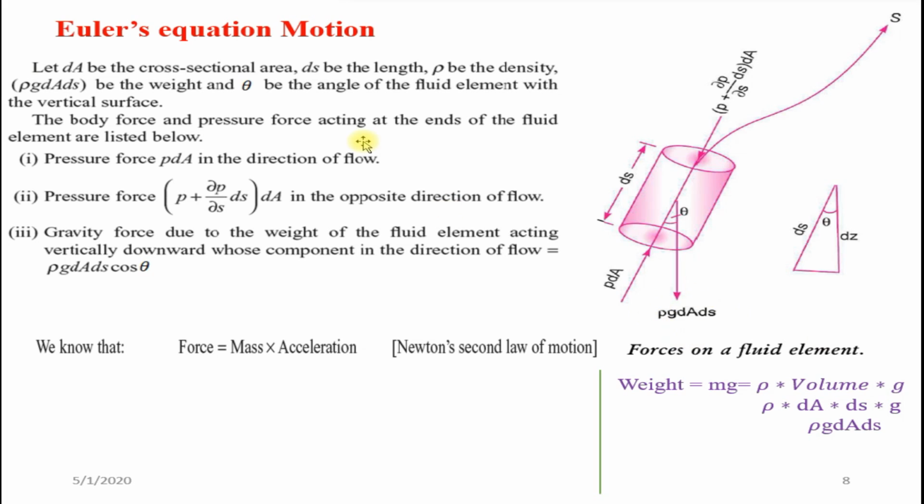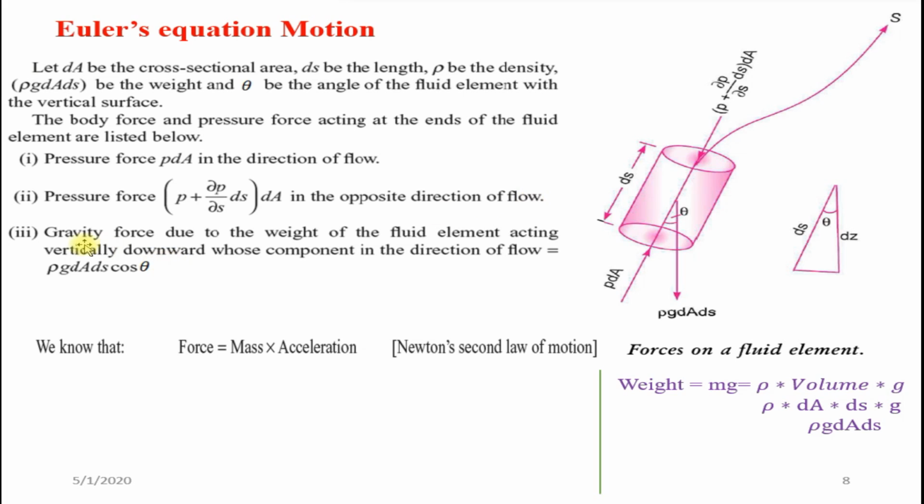So in order to derive Euler's equation of motion, first you have to see what are the forces acting on the fluid element. Here, the pressure force is pressure into dA in the direction of flow. Force is equal to pressure into area. Then there is one more pressure force, acting opposite to the first force, that is (P plus ∂P/∂S into ds) into dA in the opposite direction of flow.